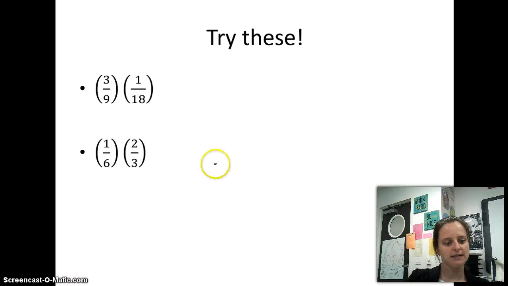All right, so let's see how we did here. We had 3/9. That simplifies to 1/3 because 3 and 9 can both be divided by 3. And then 1/18 is already simplified, so it's going to be times 1/18.